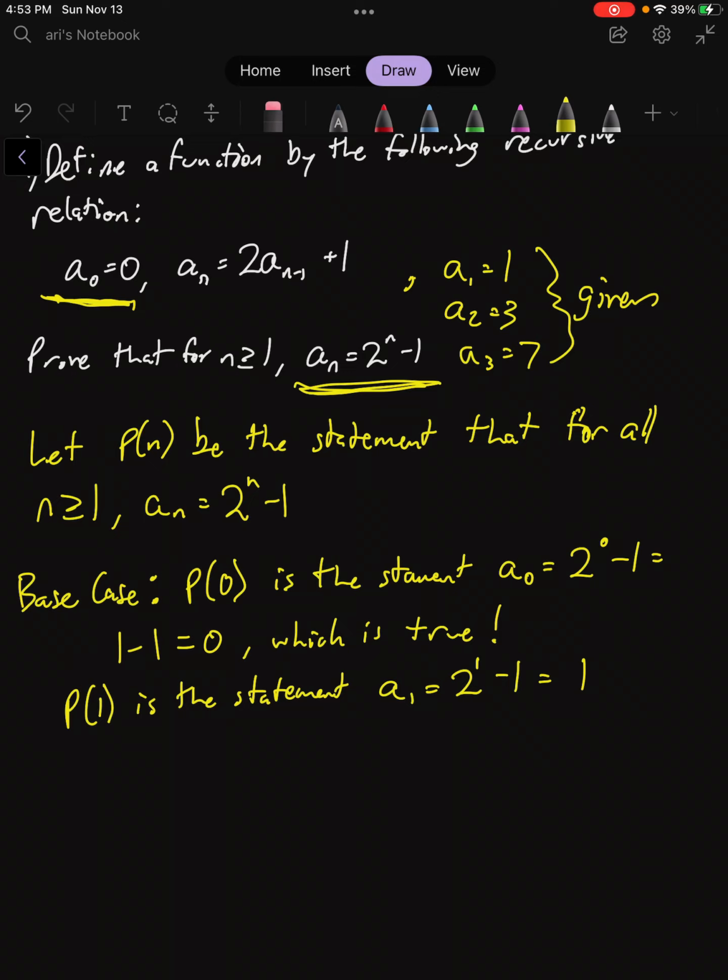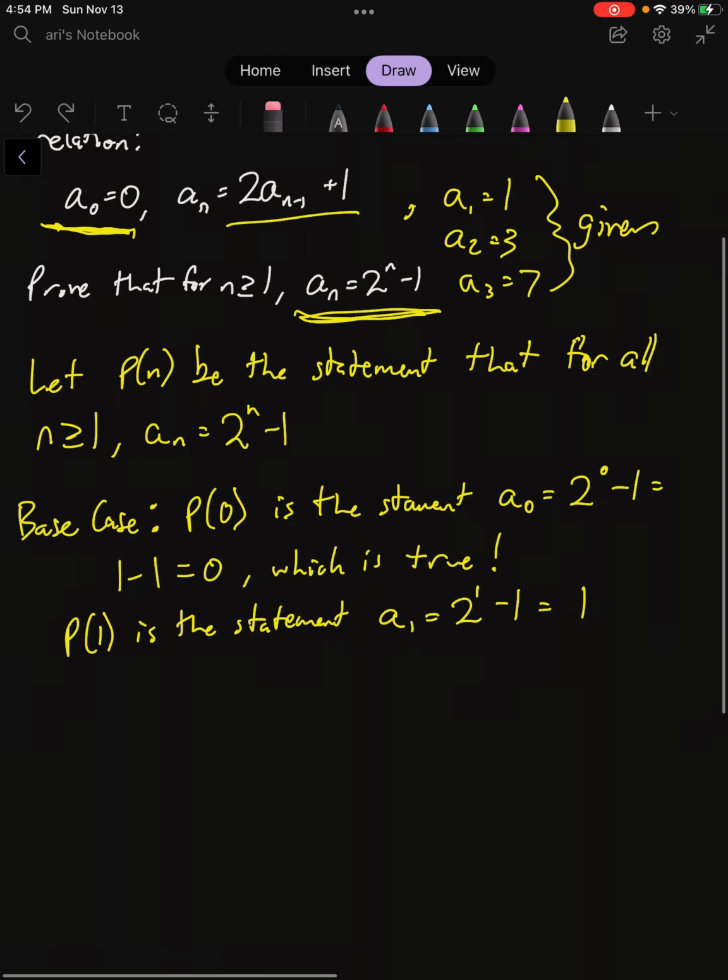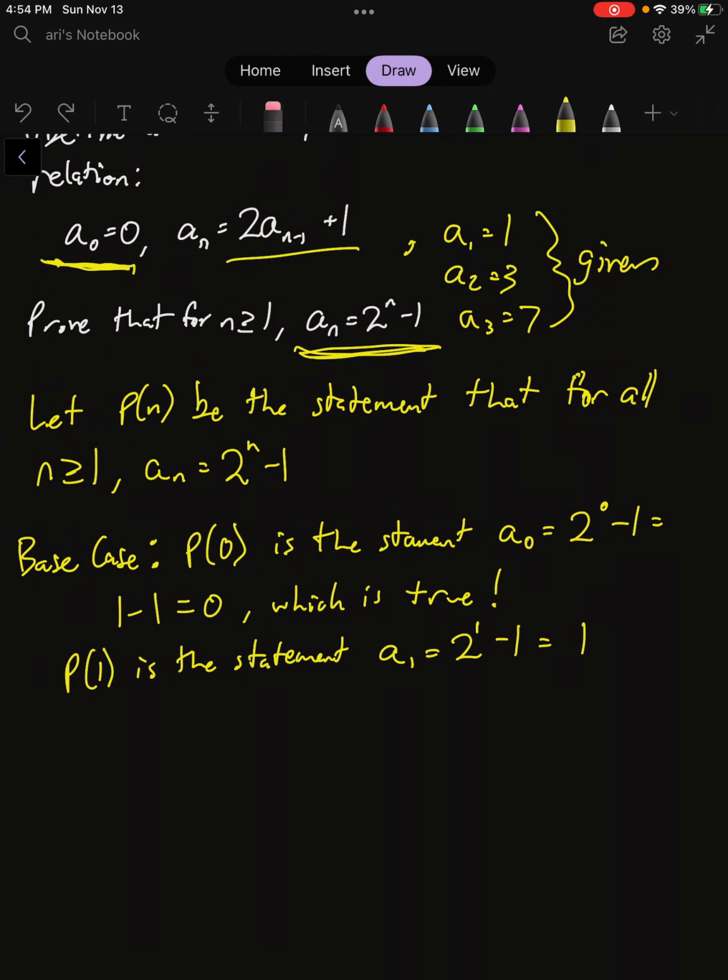And it doesn't need to be given because we could use either one of these formulas to derive it. So this a sub n formula will tell us that a sub 1 would be equal to 2 times a sub 0 plus 1, and a sub 0 is 0, so 2 times 0 plus 1 is just 1, and we get that a sub 1 is equal to 1. So now I'm going to get rid of all that mess. So there are a lot of ways of figuring out that a sub 1 is 1. We could do the math, we could use this given, but either way we've shown the base case.